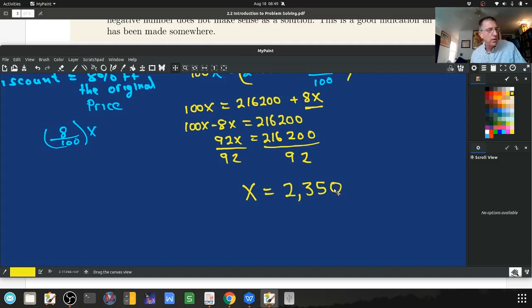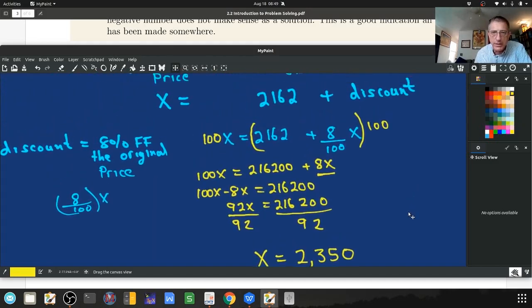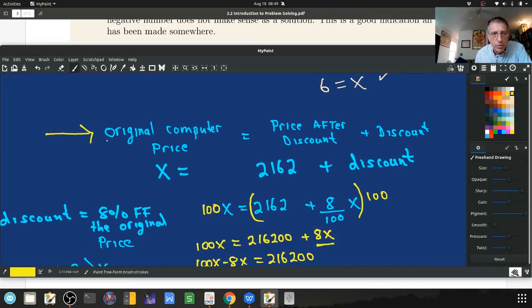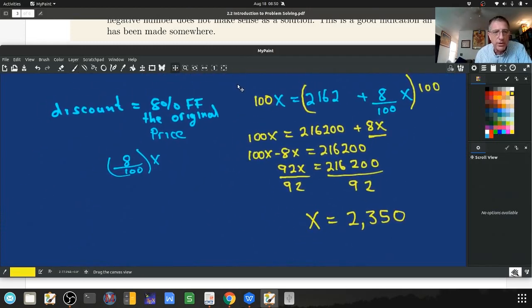Okay. So in this case, let's just think about this for 1 second before I move on to the next problem. This was key right here. First, just realizing an equation in words that the original computer price, or the original price, is equal to the price after discount plus the discount. Now, I don't expect you to memorize that. You should be able to think that through.